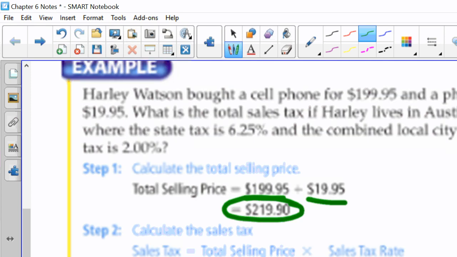So we're going to take our 6.25% and our 2%. In your calculator, when you're adding percents, do not engage the percent key. When you're adding the percents together, don't use the percent key. When you're multiplying your total amount by the percent, you go ahead and engage that percent key in your calculator.